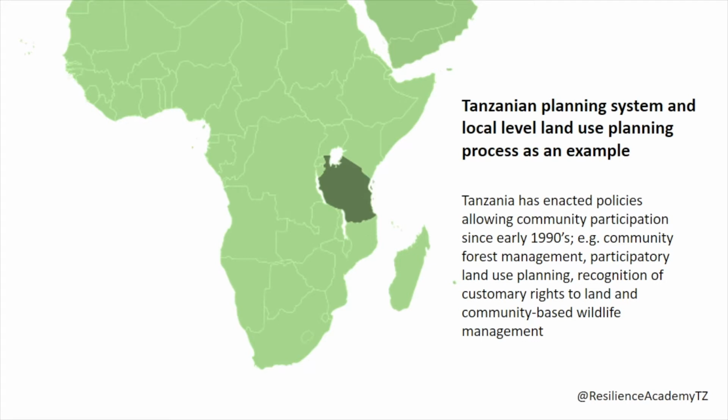Tanzania has enacted several sectoral policies allowing community participation and community rights in resource management since the early 1990s. For example, in forest management, land use planning, land ownership, and wildlife management.